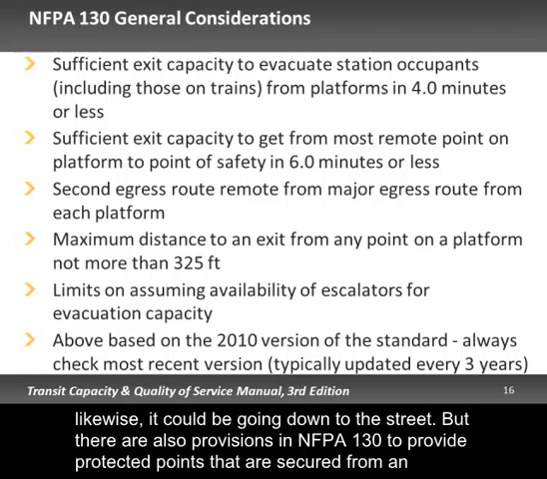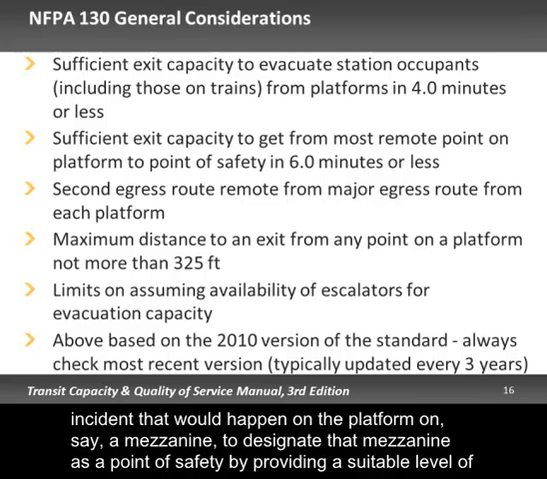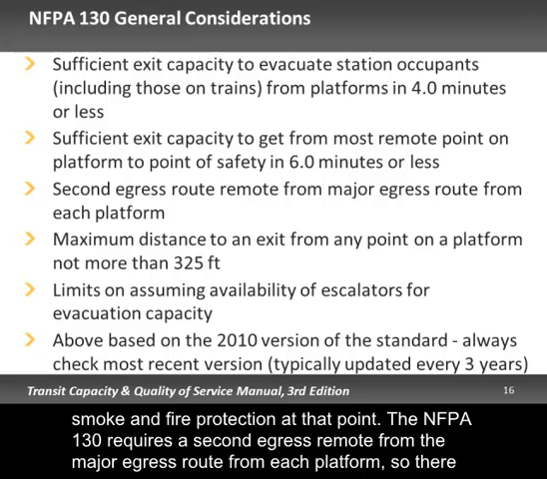But there are also provisions in NFPA 130 to provide protected points that are secured from an incident that would happen on the platform on, say, a mezzanine, to designate that mezzanine as a point of safety by providing a suitable level of smoke and fire protection at that point.